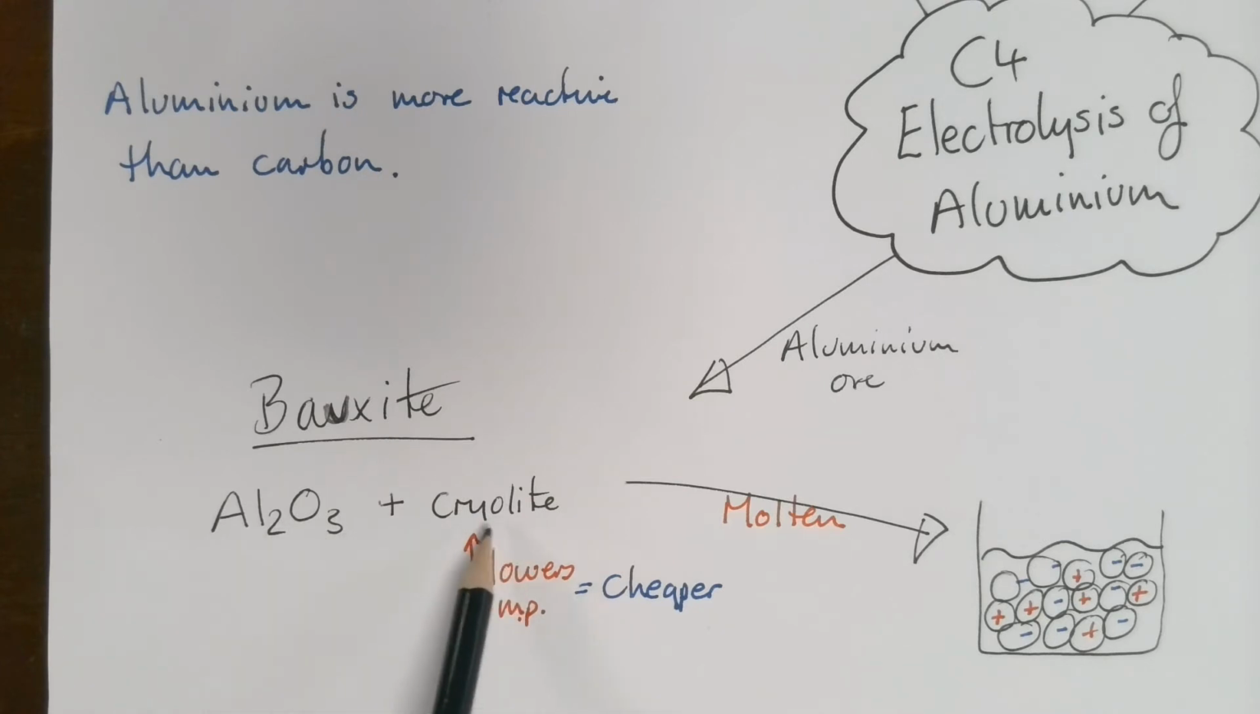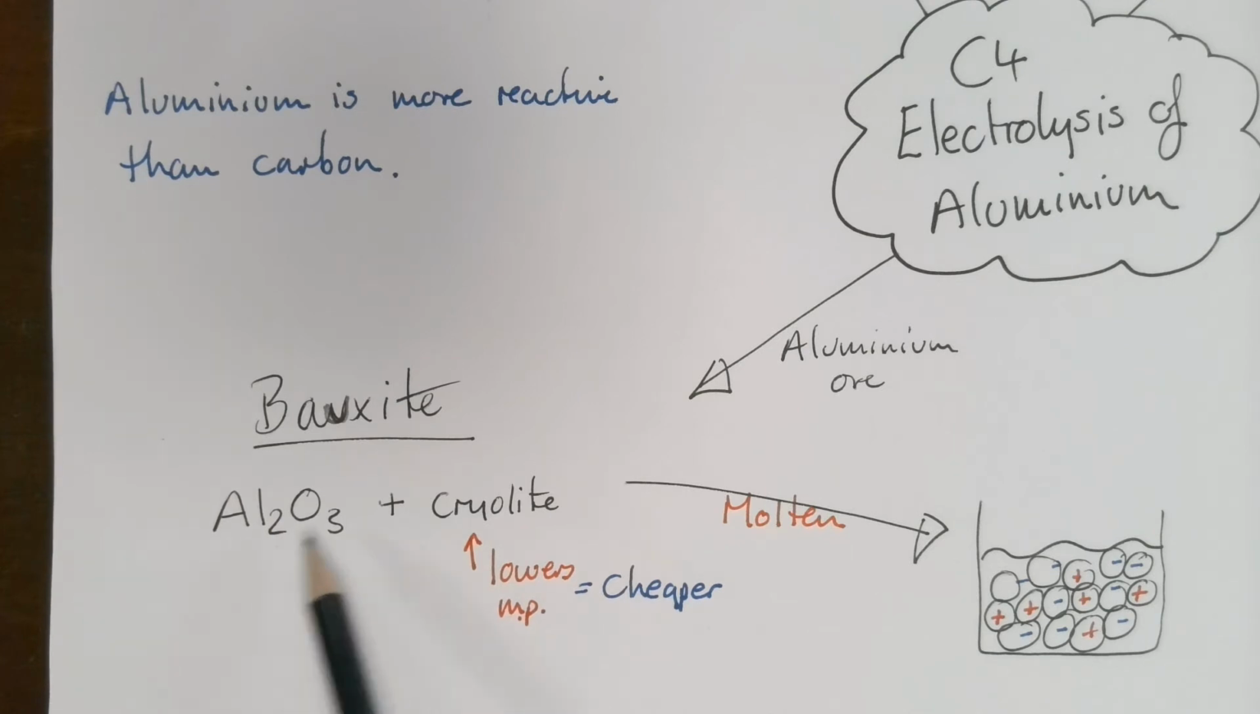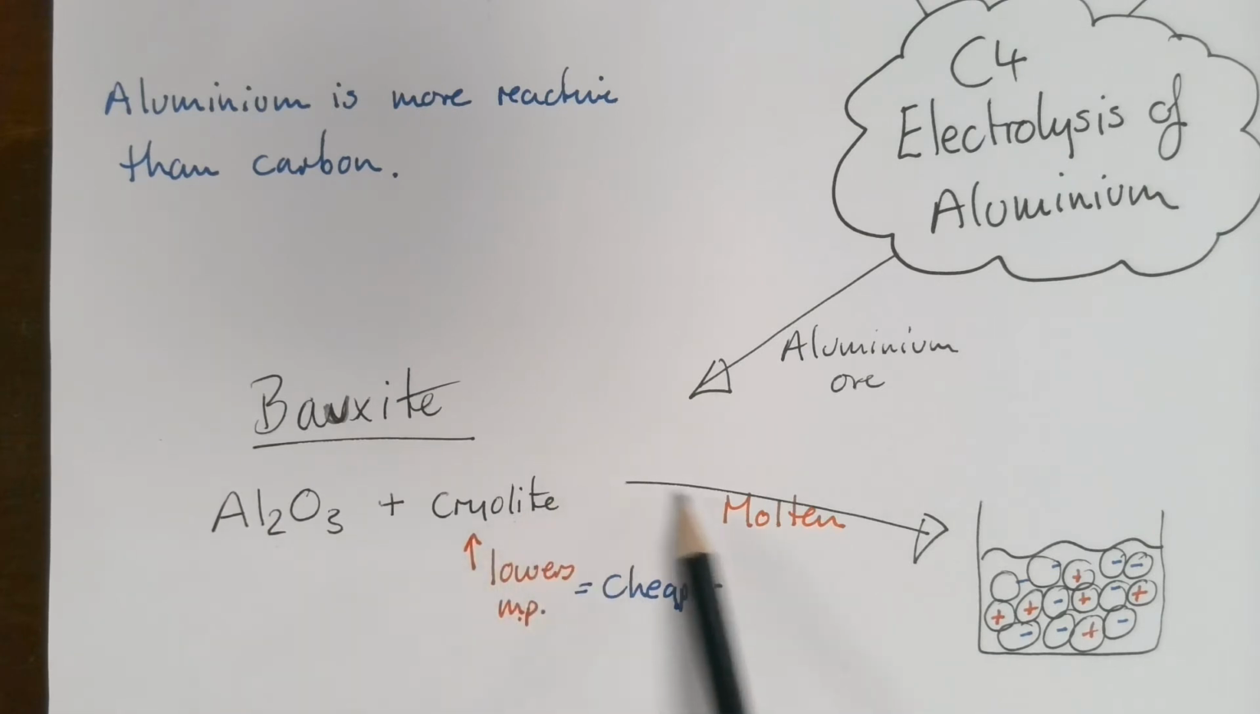Now, if you add this substance called cryolite, the melting point of bauxite with cryolite is lower, and therefore you don't have to heat it up as much, saves your energy bills, and it makes the process cheaper. So what we're going to do is take bauxite, which contains aluminium oxide, add some cryolite to it, and then we're going to melt it down, and all the ions that are normally in fixed positions can now start moving around. So we get this molten ionic compound. Once we've got that, we can then do electrolysis.